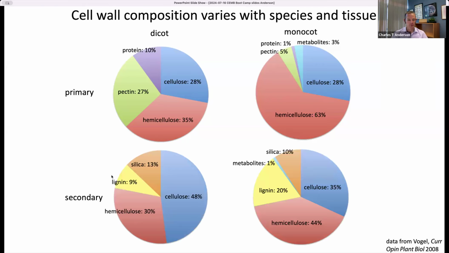And then in secondary cell walls, again, we have this lignin compound, this polyphenolic lignin, and there's some amount of silica in both dicot and monocot cell walls. You can see that the cellulose is more abundant in dicot secondary cell walls.